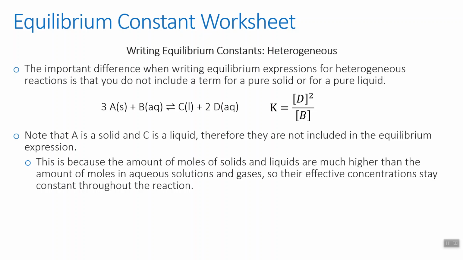This is because the amount of moles in a solid or a liquid is going to be much higher than the amount of moles in an aqueous solution or a gas, because solids and liquids are condensed states of matter. What this means is that the concentration or the amount of a solid or a liquid is going to be much, much greater than the other concentrations. So effectively, their concentration just stays constant throughout the reaction. We just exclude those terms because they're not going to affect the value of K.